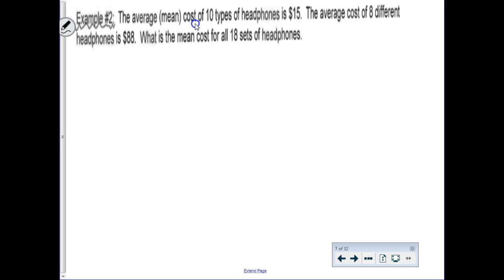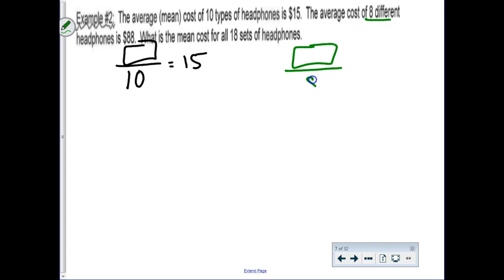If you're stuck on these questions, you can just go old school with me. You have 10 types of headphones, and you added them all up, and you got an average of 15. You okay with me setting that up? Now I put a big empty space at the top of that because do you know what each individual headphone cost? No, but finding an average, normally you would add them. Same idea for the next set of headphones. This time we have 8 different headphones, so there's some mystery number added together, and there's 8 of them, and the average is $88.